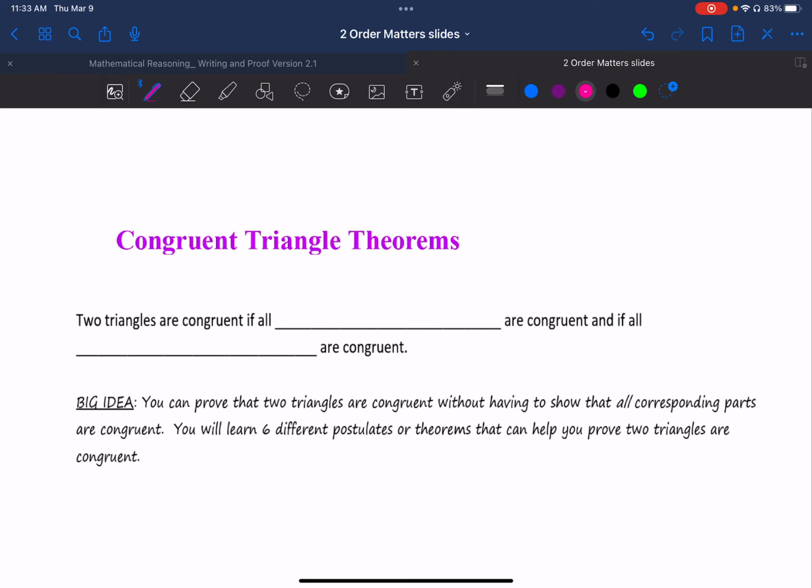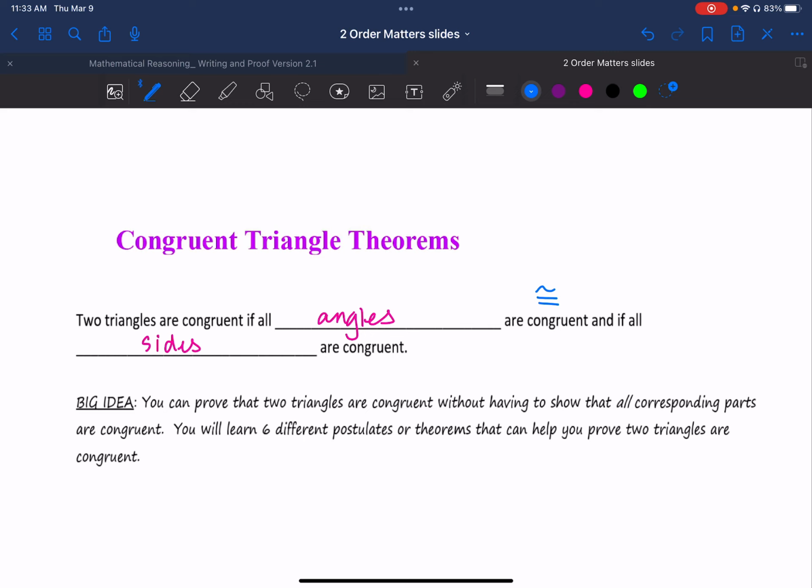So really the only part of this video that is really important is to note this. Two triangles are congruent if all angles are congruent and if all sides are congruent. Remember we have this little symbol here for congruent. It means that everything about them is identical. They are all the same length, all the same sides, everything.